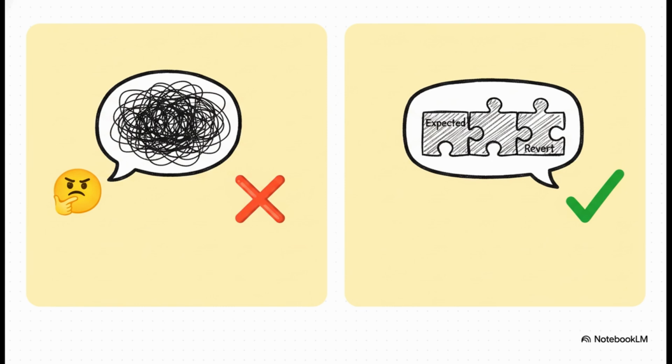Use this exact framework. What I expected was X. What happened was Y. Please revert Y and do X. It explicitly guides the AI back on track without any confusion.